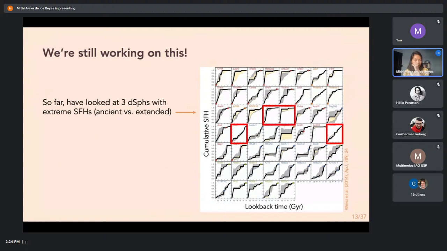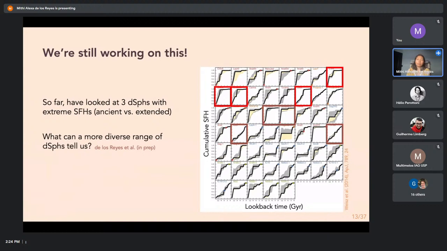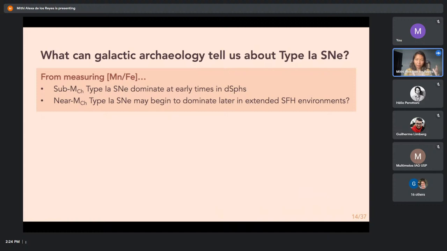So far I've really only shown examples of three dwarf spheroidal galaxies that have star formation histories that are sort of at extreme ends. So Sculptor is extremely ancient, in that it formed all of its stars very quickly and then nothing since then. And Leo 1 and Fornax are both extremely extended. And so right now we're working on measuring manganese abundances from a much more diverse range of dwarf spheroidal galaxies. And the goal is to understand whether or not this transition is a real thing and, you know, if it's an abrupt transition or a more gradual transition.